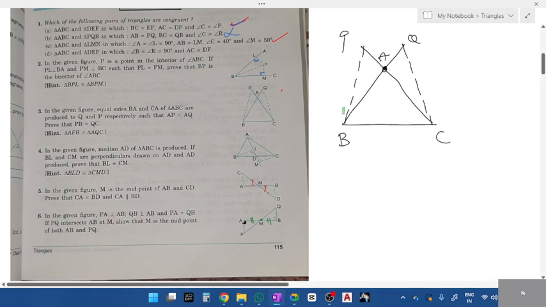See, first always read the question. BA is equal to which one? CA, the green line. Next, what else? Are produced such that AP is equal to AQ. Then which is the triangle we have to take? What are the two triangles we have? And what you have to prove? You have to prove that PB is equal to QC.